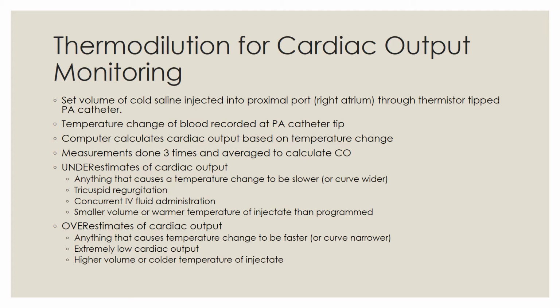person performing the test. Questions that often come up about this test are what things tend to underestimate cardiac output and which different variables tend to overestimate cardiac output. So a rule of thumb is anything that causes a temperature change to be slower or over a wider curve, a wider amount of time, will underestimate the cardiac output. Tricuspid regurgitation is a classic example.